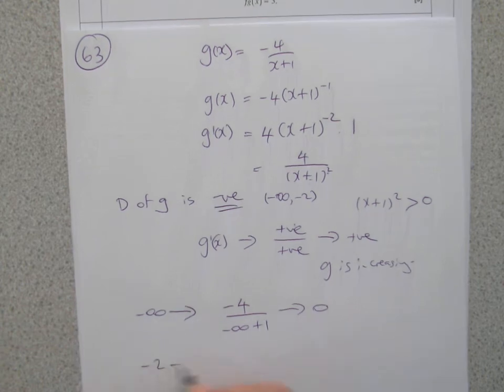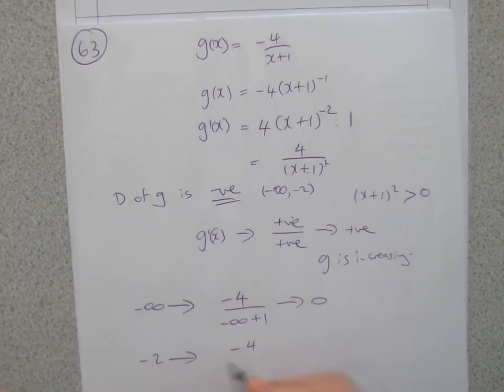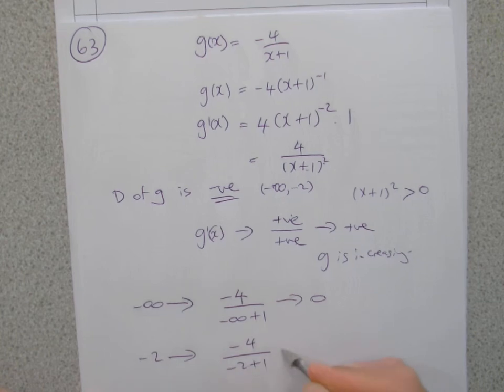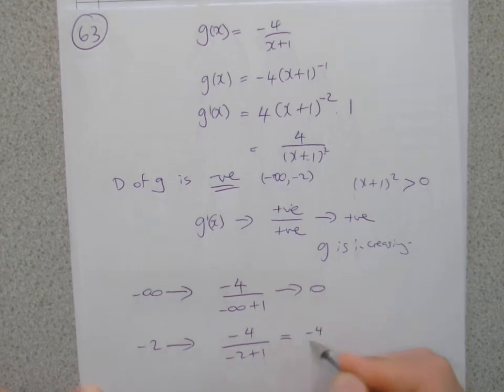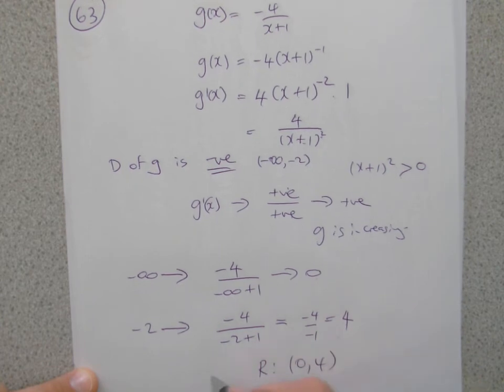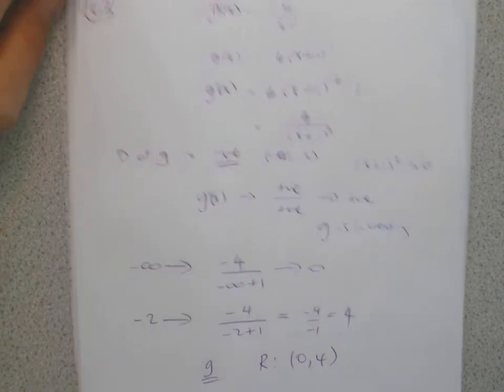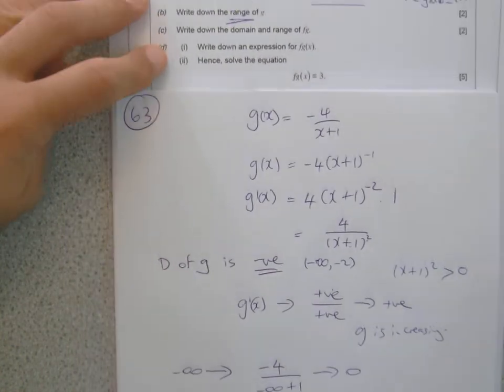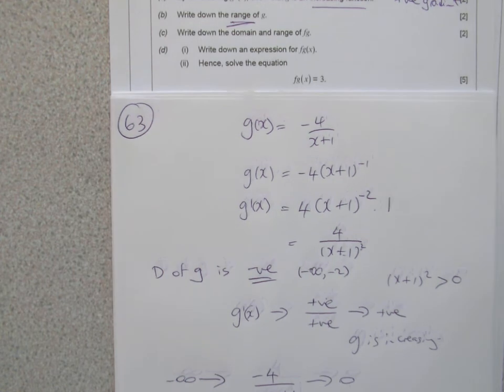Put minus 2 in, so you get minus 4 over minus 2 plus 1. So that will equal minus 4 over minus 1, which will equal 4. Okay, so then your range will be 0 to 4. That's your range of g. Right, part C then, it says write down the domain and range of fg.